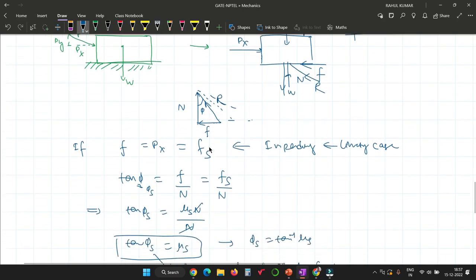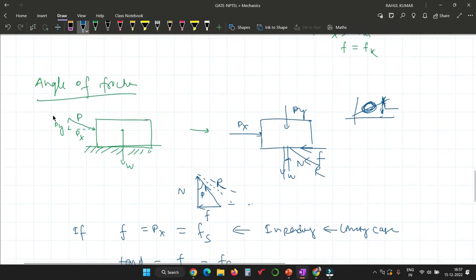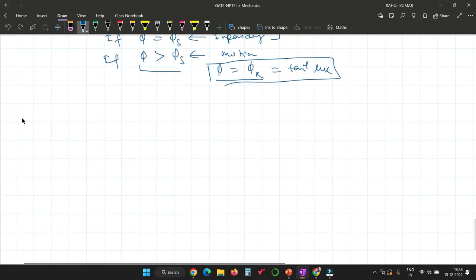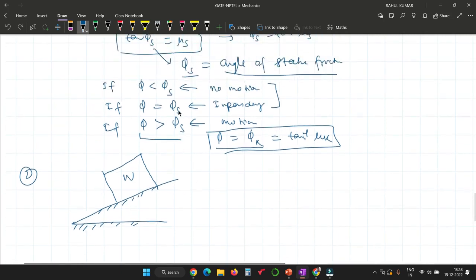Now let's move to the second case. This situation was when the block is resting on the horizontal surface. What will happen when the block is resting on an inclined surface? Suppose the block of weight W is resting on the inclined surface, and again there is a mu s and mu k. So what will happen here?